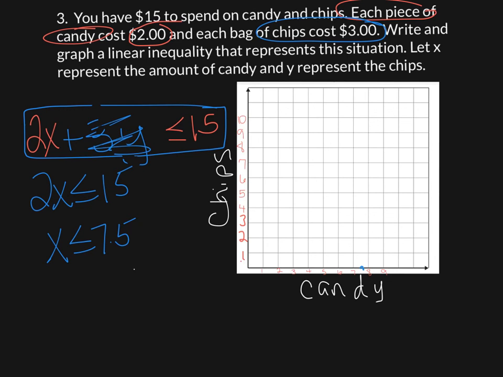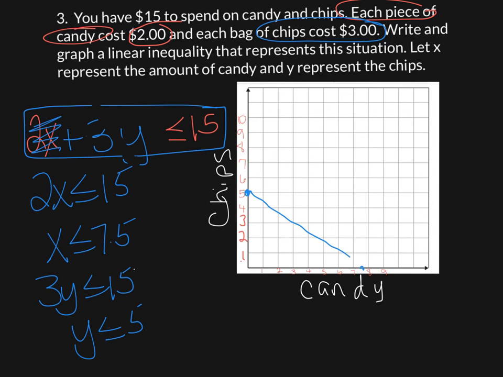Okay, now we're going to cross out the x, and we have 3y is less than or equal to 15, and y is less than or equal to 5. So 5 is my y-intercept. Okay, we can equal $15, so it's going to be a solid line.